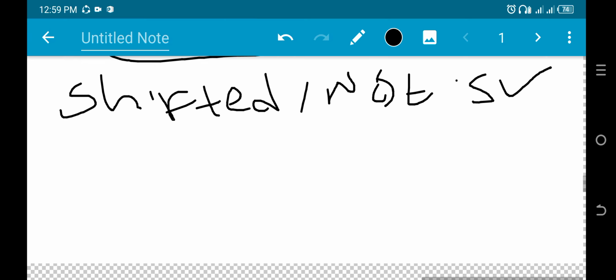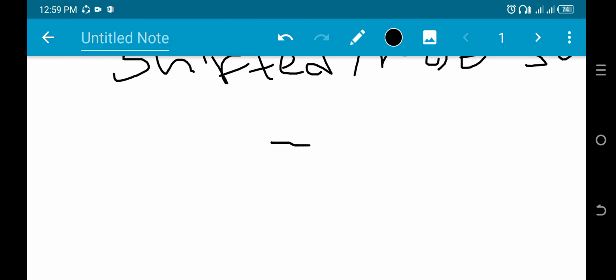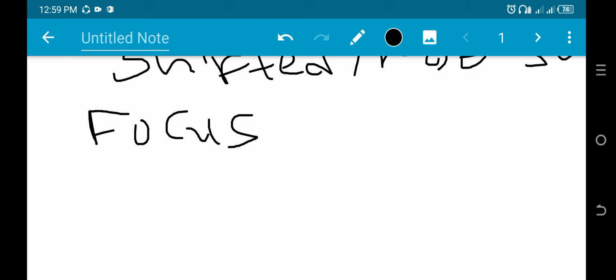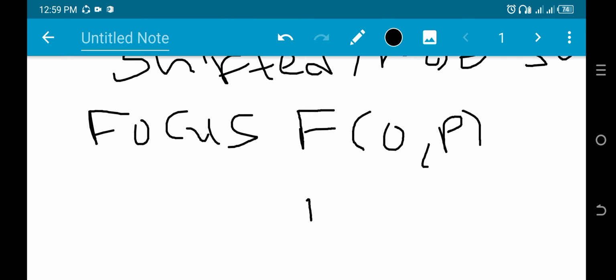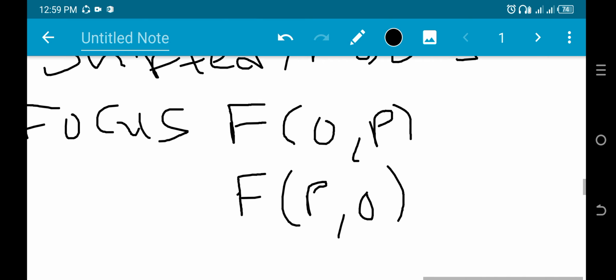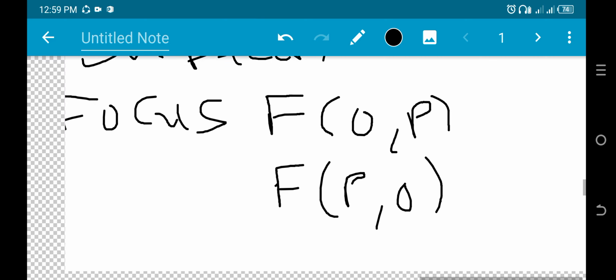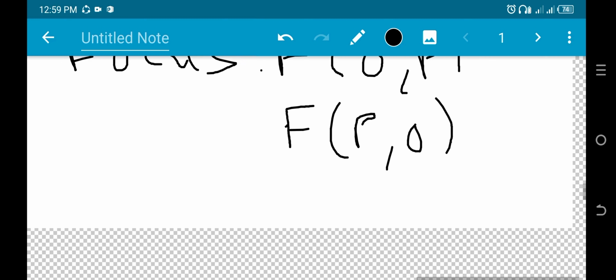The first things you will need to identify on the parabola is, one, the focus. The focus, we can represent it with capital F, and the coordinates for the focus can be either 0, p or p, 0. These are the coordinates we have. And you can also have a situation when your p is negative. You understand as we go on. So this is the focus, the first thing we need to have.